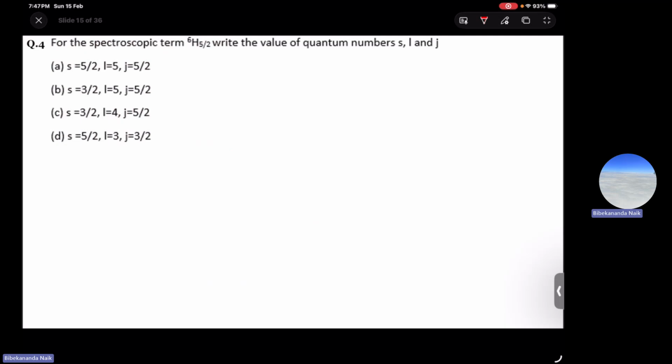Now we move to question number 4. Question number 4 says, for the spectroscopic term 6H 5 by 2, write the value of quantum numbers S, L and J. Options are: option A, S equals 5 by 2, L equals 5, J equals 5 by 2. Option B, S equals 3 by 2, L equals 5, J equals 5 by 2. Option C, S equals 3 by 2, L equals 4, J equals 5 by 2. And option D, S equals 5 by 2, L equals 3 and J equals 3 by 2. So these are the four options. This is again pretty much similar to the previous question that we solved.